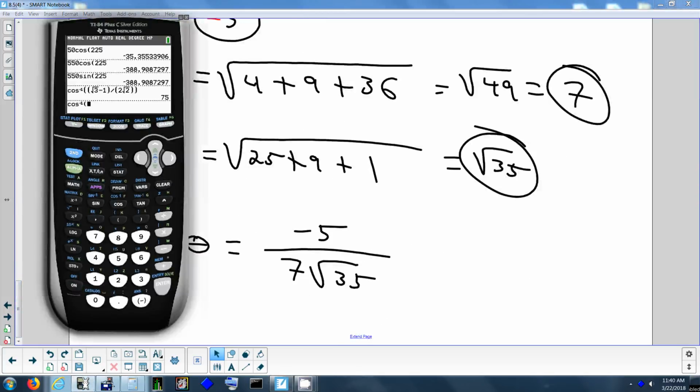If you're going to type it all in at once, use parentheses like I'm showing you right now. -5 divided by, open a parenthesis for the denominator, type in the denominator, close the denominator, close the inverse cosine. Could you get away without the parentheses in there? I think you could this time if you didn't put it around the 7 and the square root of 35. But if you put it like that, I guarantee you will get it right. And it's 96.93.